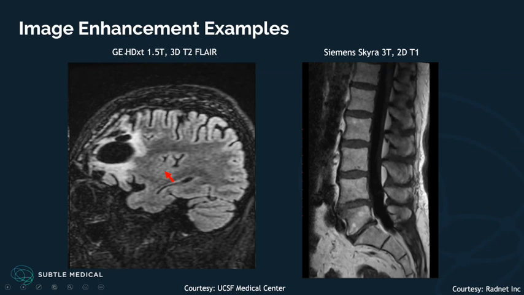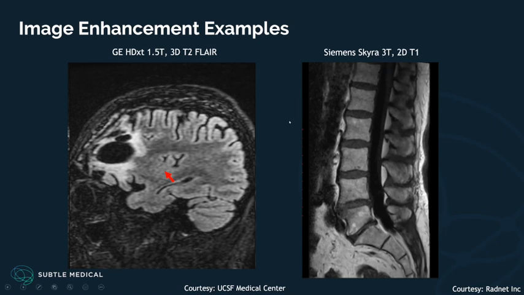You can actually note that these are two different systems. One is from a GE 1.5T, and the other image is from a newer Siemens Skyra 3 Tesla. Plus, another thing to note here is this is a totally different contrast, a T2 FLAIR in 3 dimensions. It's a 3D T2 FLAIR. And on the right, it is a 2D sagittal T1, which is actually part of a routine spine exam.